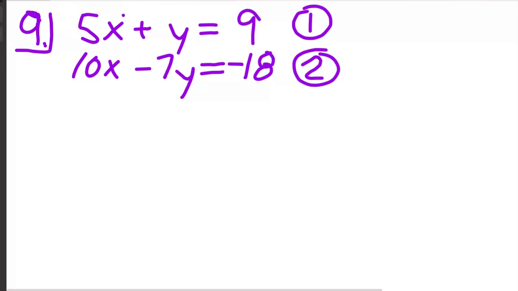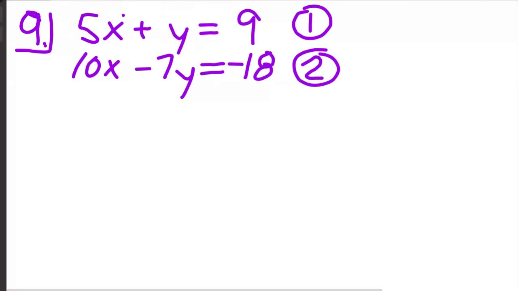Well, for the y's and the x's, these aren't alike, right? We've got a 5 and a 10, so that's no good. The y's, we have a 1y and a negative 7. So that's not going to work. So we don't have that first option.